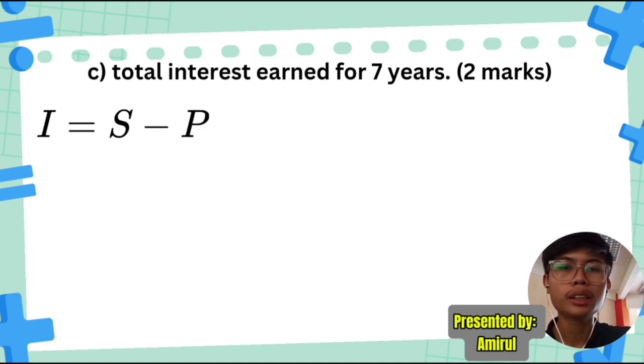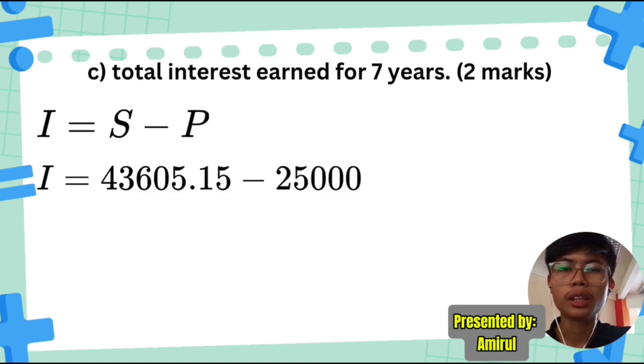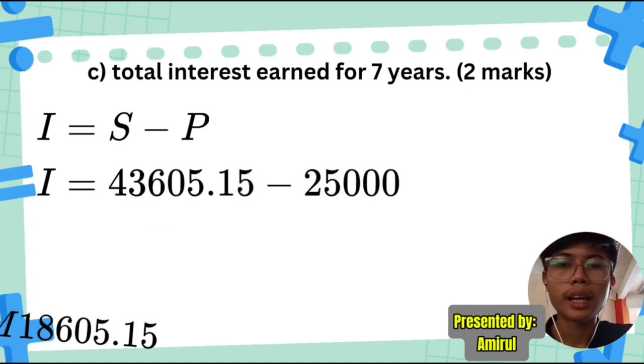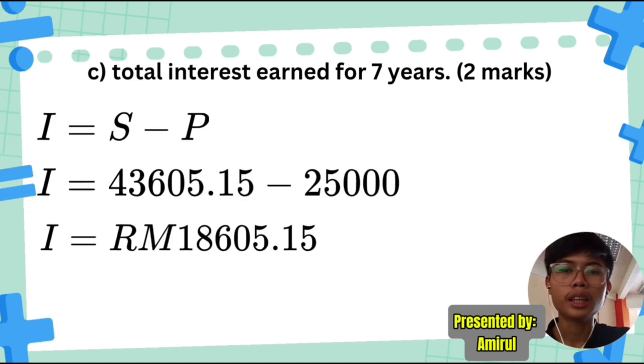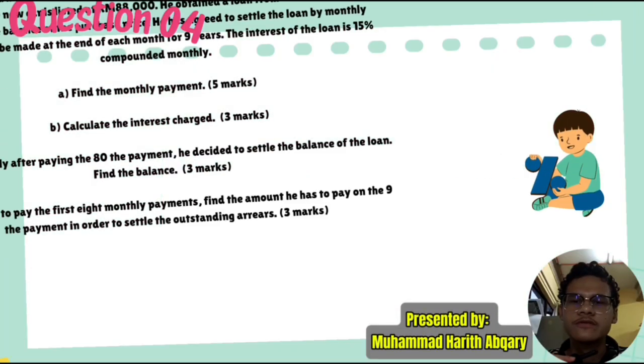Total interest earned for 7 years. In this case, we use formula I equals S minus P. And we just fill out the S and the P. And we get the interest earned is RM 80,605.50 cents.